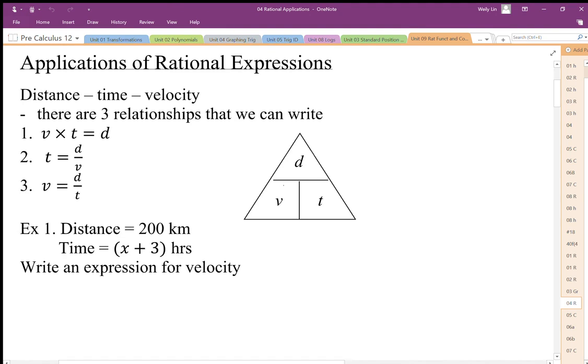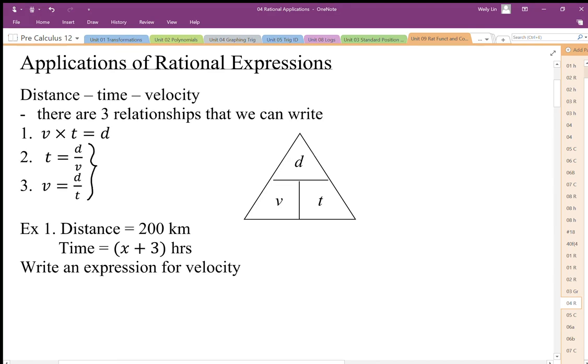When we look at this triangle, we can say that the velocity times time is equal to the distance. That's one relationship. We could also say that the distance divided by velocity equals time. So notice that the d is on top, and we get time is equal to distance over velocity. We could also say that distance divided by time is velocity, so we get this expression here. So these two expressions are going to give us rational expressions.